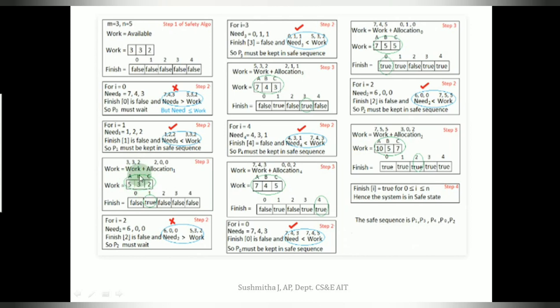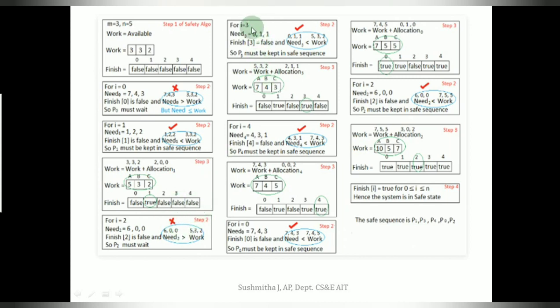So now this is my work. Now having 532, can I satisfy my process P2? For i equal to 2, that is nothing but process P2. No. The need of process P2 is 600, which is greater than the work. So this cannot be satisfied.